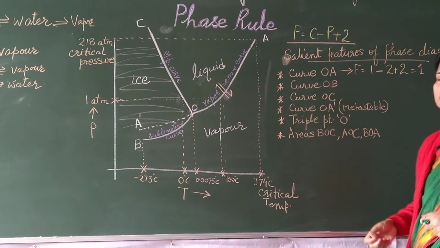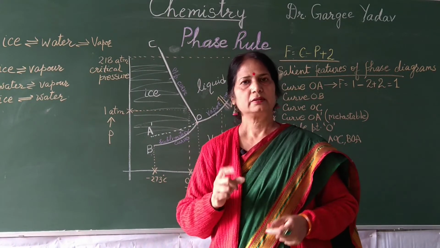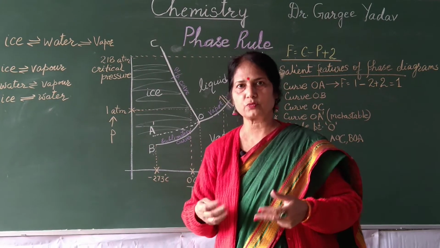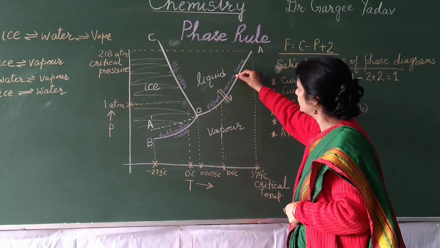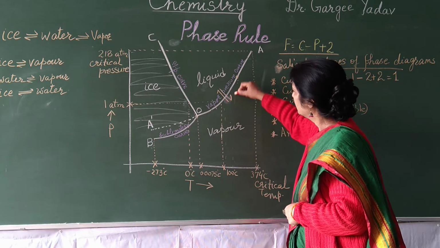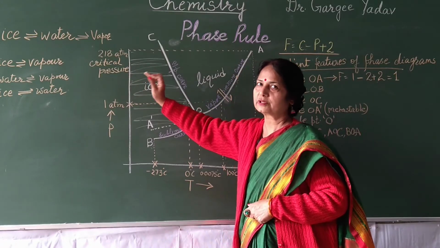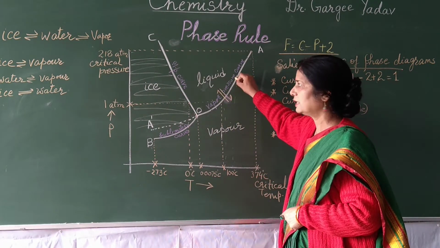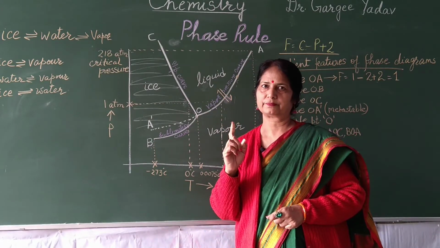This means that the system is monovariant along the curve OA, or the degree of freedom is 1. This means that if we fix one variable, the other will be automatically fixed. And this is what we actually see also, because if we take any point on this curve and fix the temperature over here, then the pressure will automatically be fixed. We need not fix the pressure, because once we have fixed the temperature, the pressure is automatically fixed. This means that the system has 1 degree of freedom.